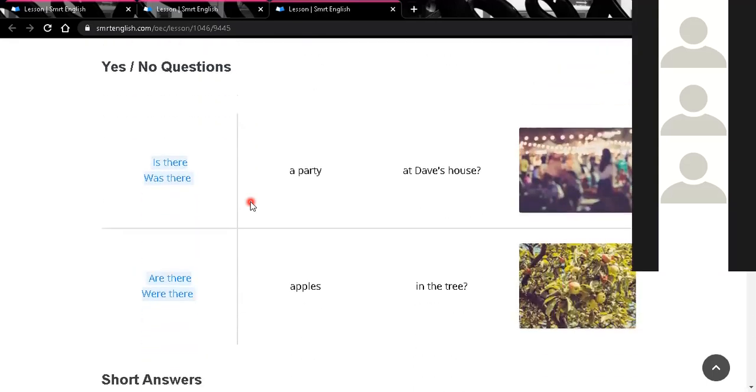Now, how do I make it interrogative? We have been practicing about it. Is there a party at Dave's house? Or in the past, was there a party at Dave's house? And check the pronunciation. Remember, it changes the pitch. Plural, are there apples in the tree? Were there apples in the tree?